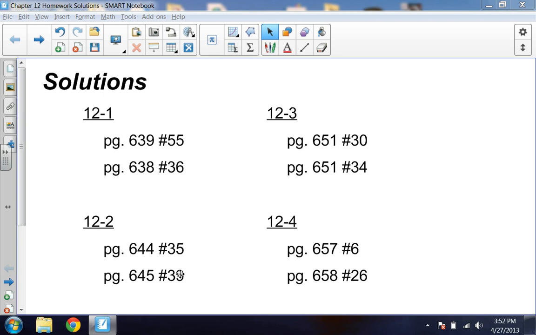And then 12.2, numbers 35 and 39, 12.3, numbers 30 and 34, and 12.4, numbers 6 and 26. So these will be solutions to these problems, and I think they should be clearer as far as what your objectives are for these problems.